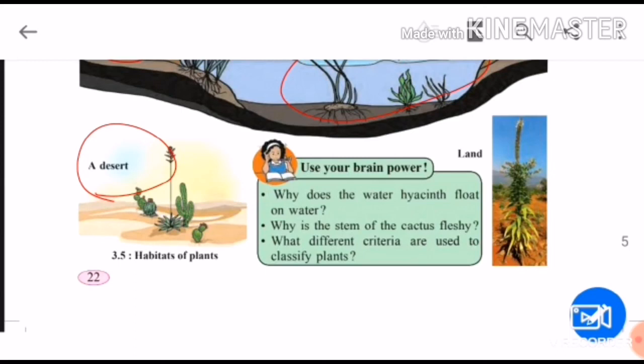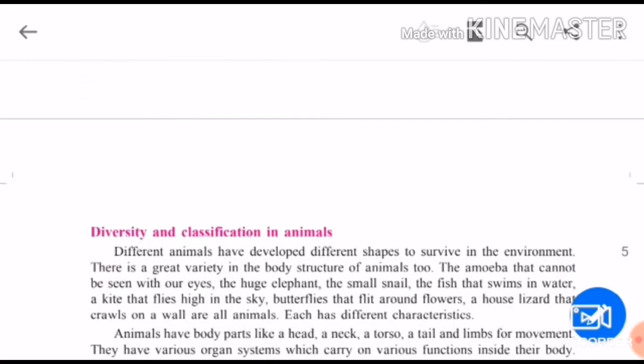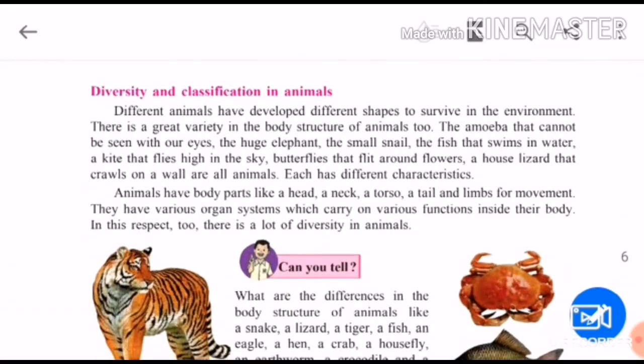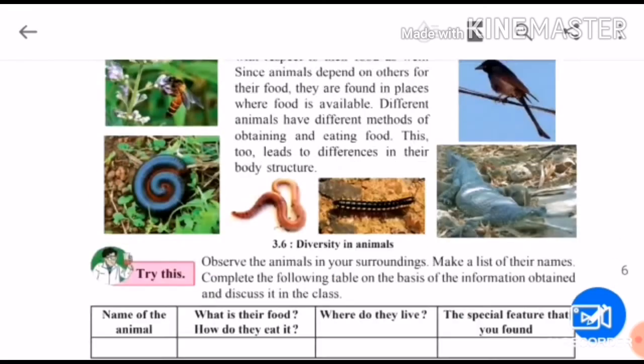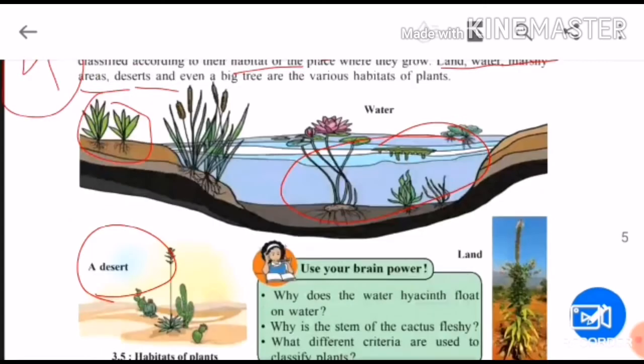So till here we have seen the classification of plants. In the next part we will start with diversity in animals and classification in animals. Till then, revise your lesson till here.